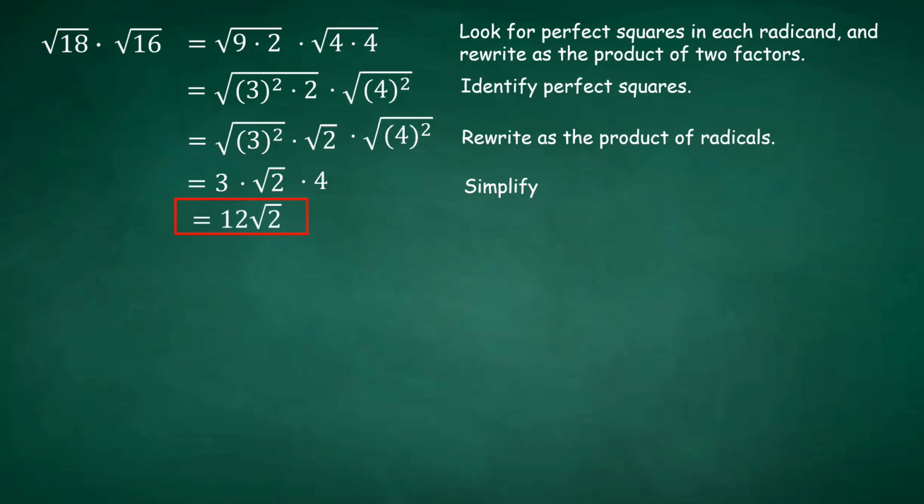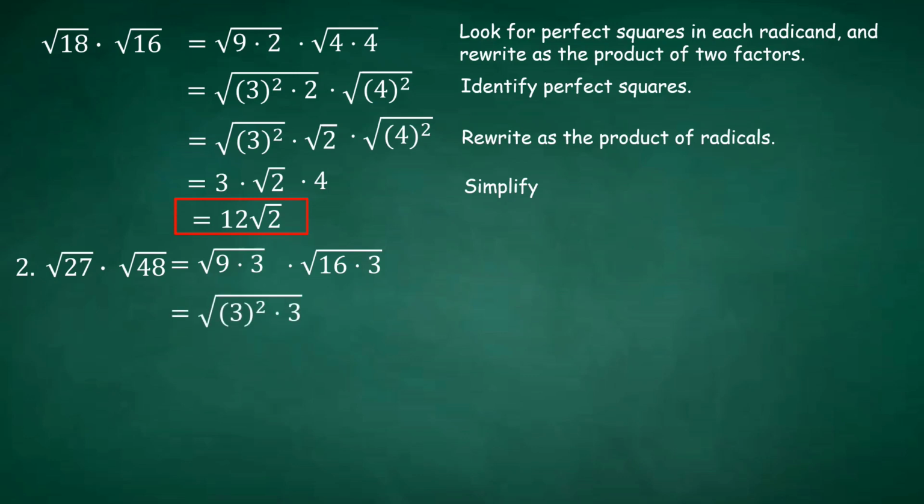In example number 2, first, look for perfect squares in each radicand, and rewrite as the product of two factors. 9 and 3 are the factors of 27, and 16 times 3 are the factors of 48. Now identify the perfect squares. Rewrite 9 into 3 raised to the power of 2, because 9 is a perfect square, and also rewrite 16 to 4 raised to the power 2. Rewrite this as the product of radicals, and simplify.